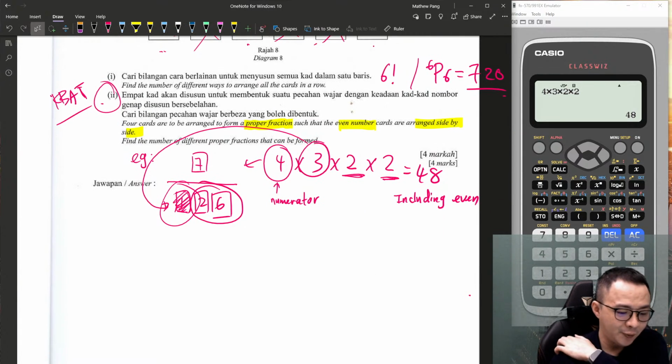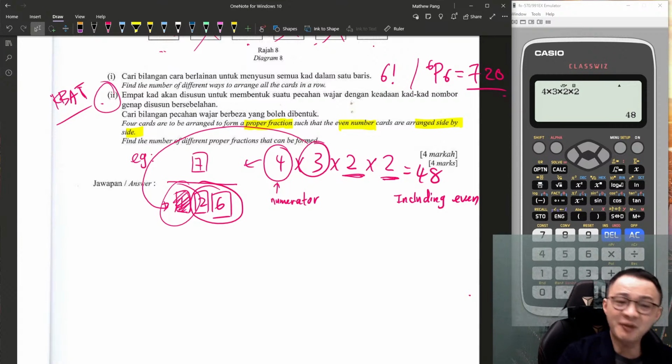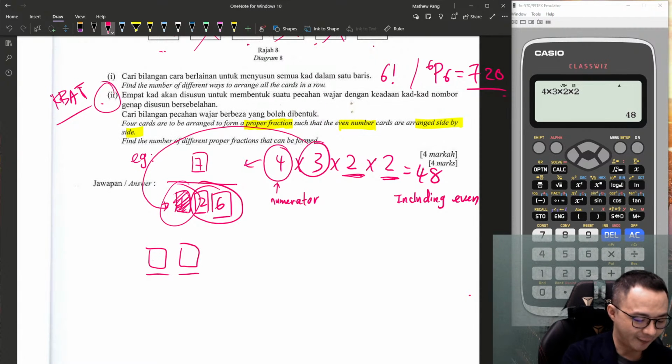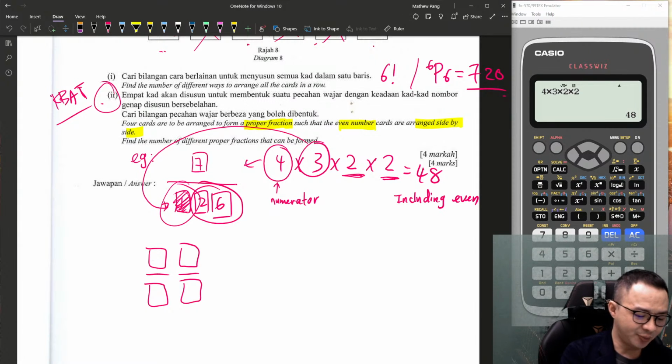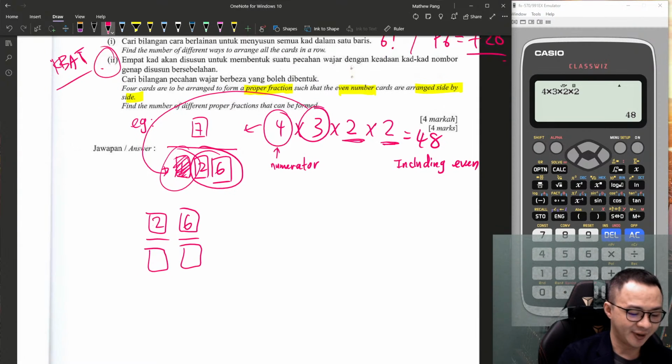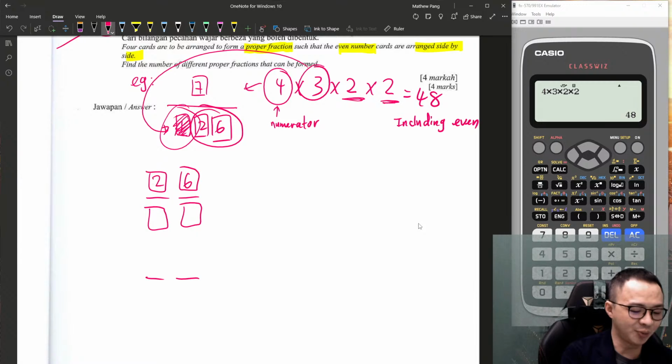Alright, so let me finish this question first. Okay, so the 4 cards are like 2 cards on the top and 2 cards at the bottom. Some students might ask, can we have 3 cards on the top and 1 card at the bottom? No, because this one is not a proper fraction. This one will be an improper fraction, isn't it? So, okay, let's say I will just assume 2, 6 like this is for the numerator. Then I will assume 2, 6 at the denominator as well. Then this one is 6, 2.